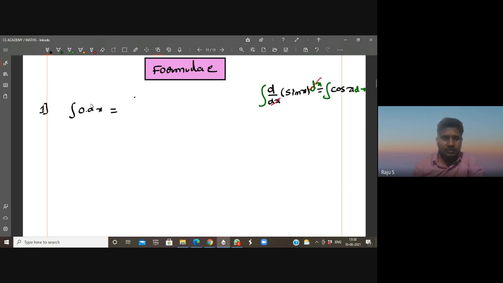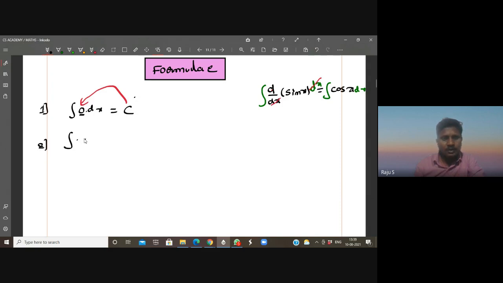For what function does the derivative become 0? Derivative of what function becomes 0? A constant. Yes, you can take the integral of 0 as a constant, because if you differentiate it, this c becomes 0. Okay, fine. Next, second one.